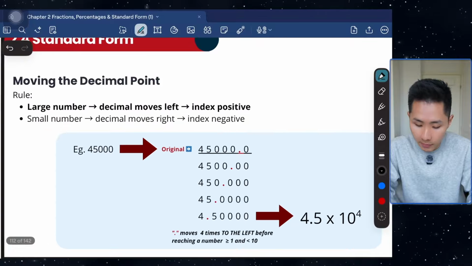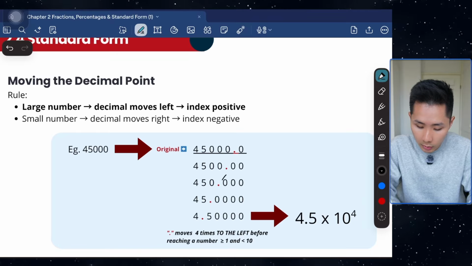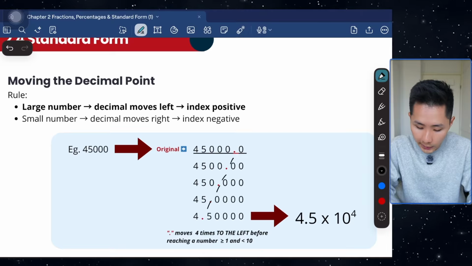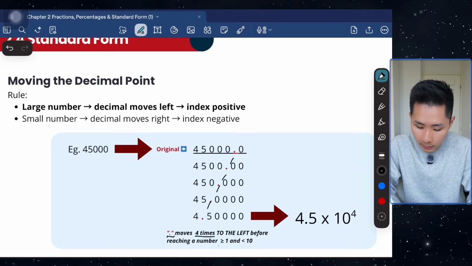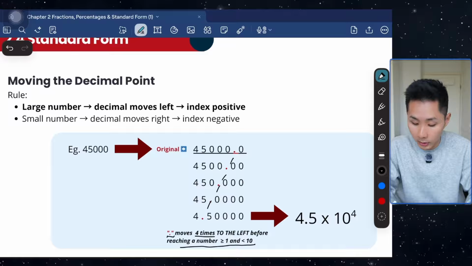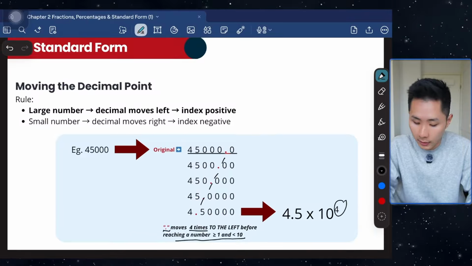So in this case, I have a better illustration. 1, 2, 3, 4, 4 steps. The decimal moved 4 steps to the left before reaching a number between 1 to 10. That's why my final digit is 4.